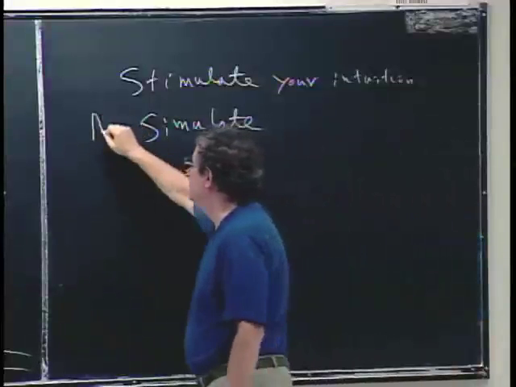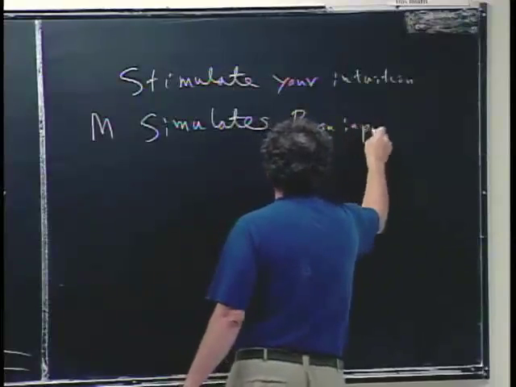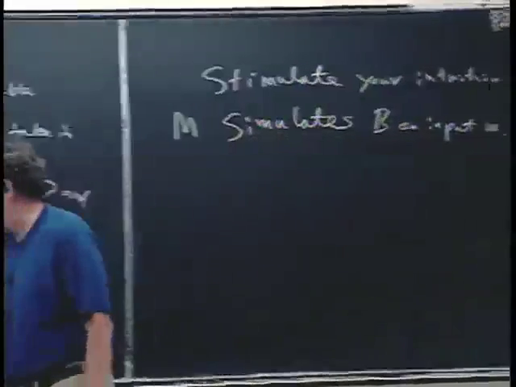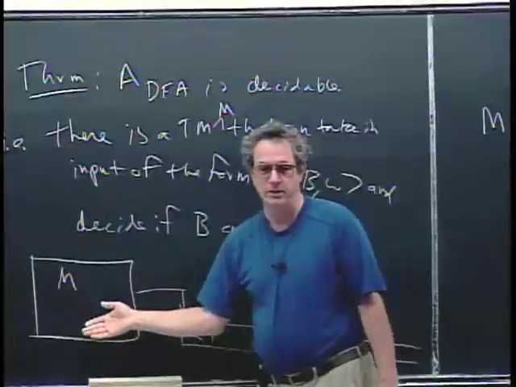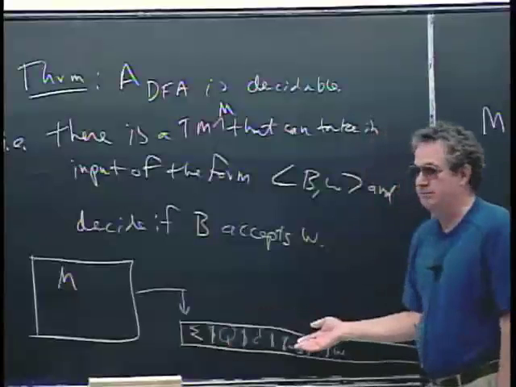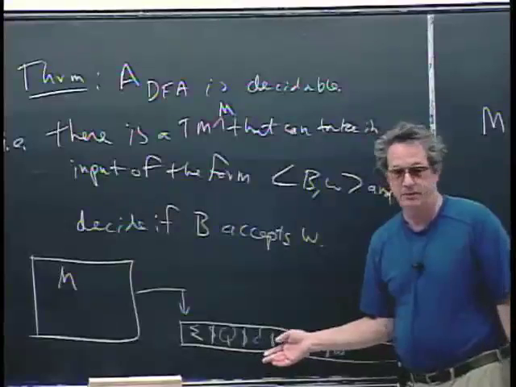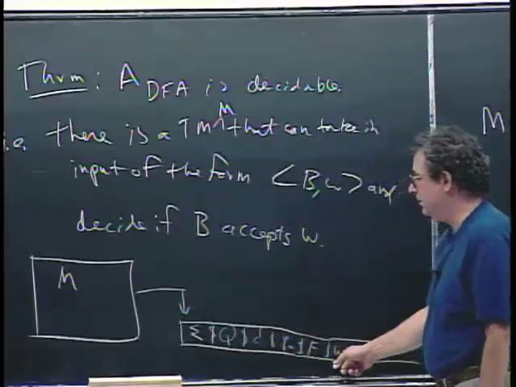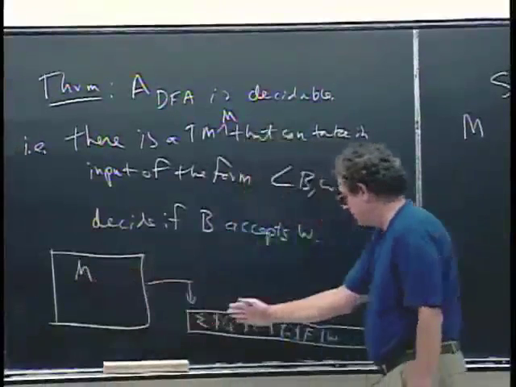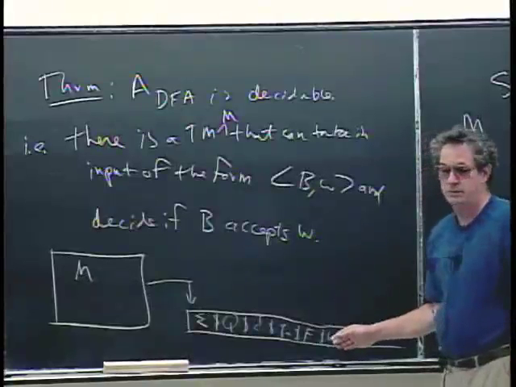We want M to simulate B on input W. So we have to think of how you build a general Turing machine that can simulate a specific DFA when given the description of the DFA on input W. Okay? So inside here, we've got to have rules like, well, let's run over and find what the next character in W is.